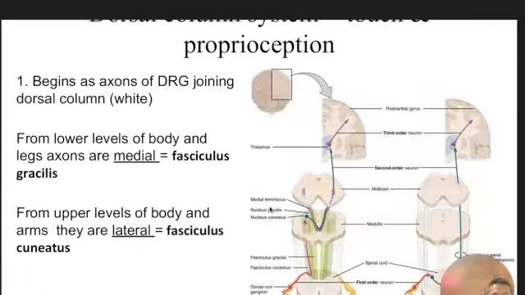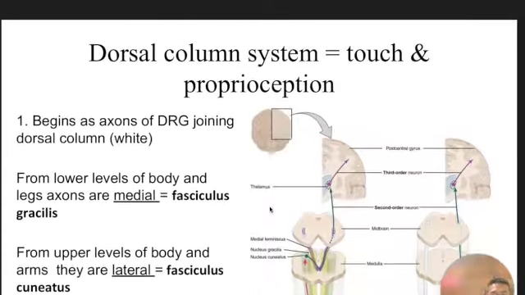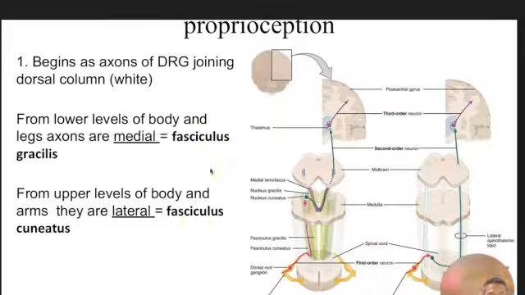Dorsal column. Where's the dorsal column? Dorsal is in the back, so you just have to dissect the word. Dorsal column. So dorsal is in the back. Touch and perception begin as the axon of the dorsal root ganglion, joining the dorsal column. So again, you touch something, sensation comes in, dorsal root ganglion, goes to the back.